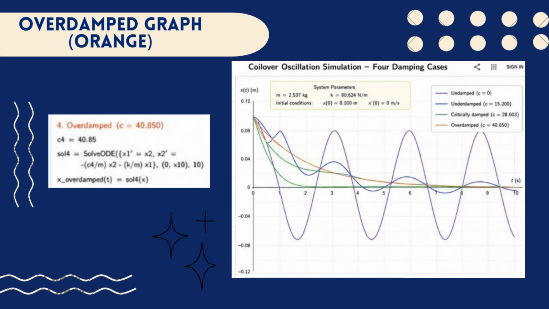And lastly is the overdamped graph, which is the orange graph. This system also does not oscillate, but because the damping force is so massive, it returns to equilibrium very slowly, and it feels sluggish and heavy, taking a long time to crawl back to rest.